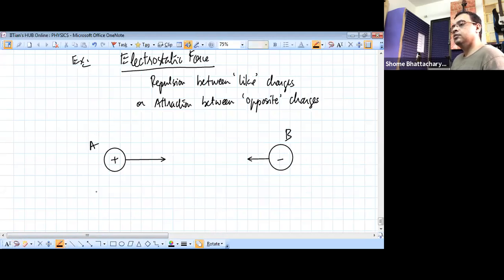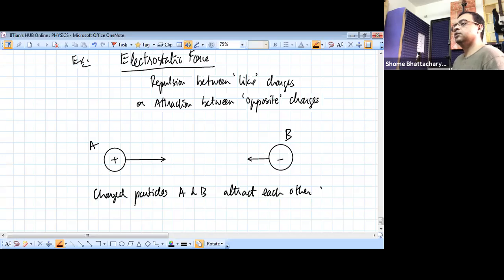So if we have charged particles A and B, suppose, attract each other. Now that happens such that the force that B applies on A will be equal and opposite to the force that A applies on B. Here also we'll see that the force that B applies on A will be negative of the force that A applies on B.